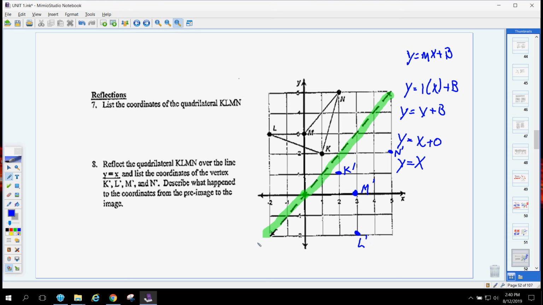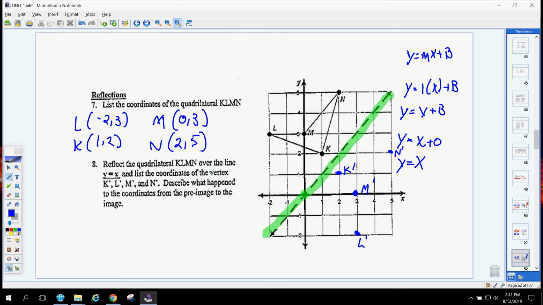Now, what happens to the coordinates? Well, the original coordinates for L were over -2, up 1, 2, 3. So L was -2, 3. The coordinates for K were over 1 and then up 1, 2. So K was 1, 2. M was over 0 but up 1, 2, 3. So M was 0, 3. And then N was over 2 and up 1, 2, 3, 4, 5. So N was 2, 5.